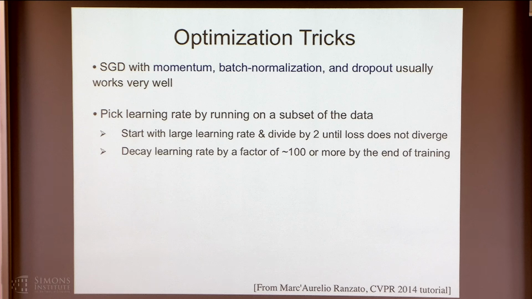The last point I want to make before we go to the break is that stochastic gradient descent with momentum, batch normalization and dropout usually works really well. It's super hard to beat this in general.